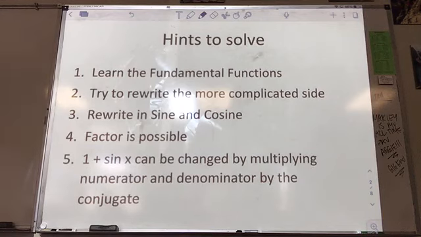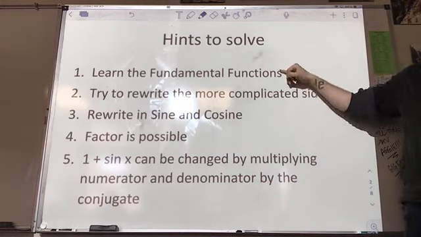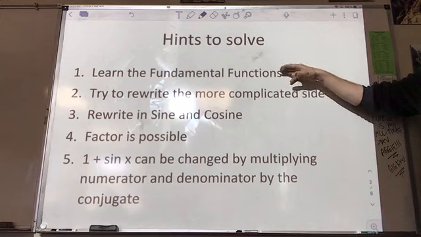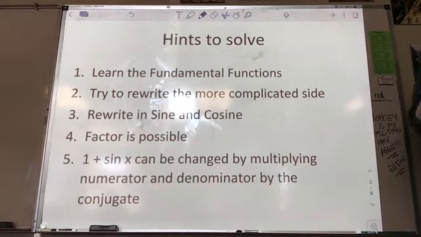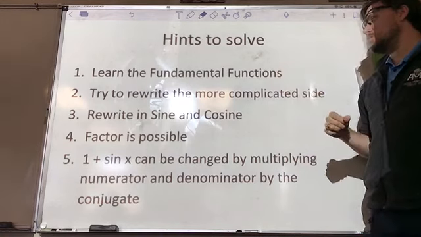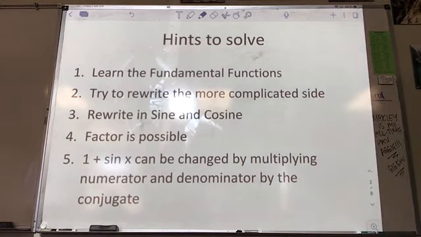The hints to solve: learn the fundamental functions. If I say what is tangent, it would be really nice if you could say sine over cosine. I'm not telling you you have to memorize it, it's just going to make it a lot easier so you don't have to look at that sheet every single time. The more you look at that sheet, the more overwhelming it is, because you're looking at all that stuff rather than just the thing you need. If you know that sine squared plus cosine squared equals 1, that's good. If you know that the reciprocal of cosine is secant, if you can pull that stuff out of your head, it'll make these go a lot smoother. But I'm not requiring you to memorize that sheet.